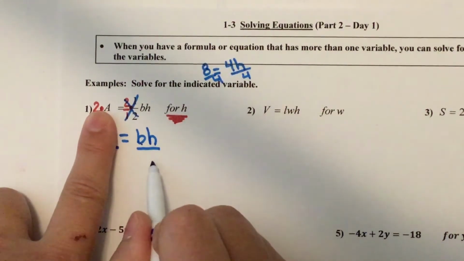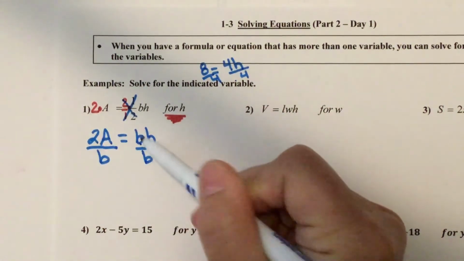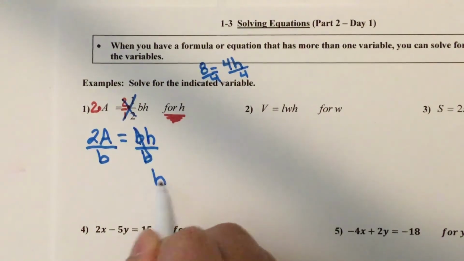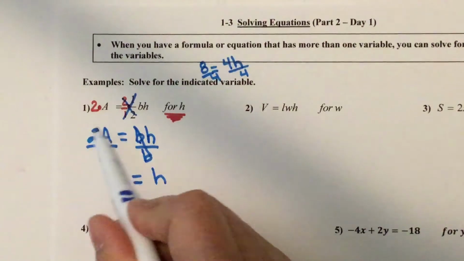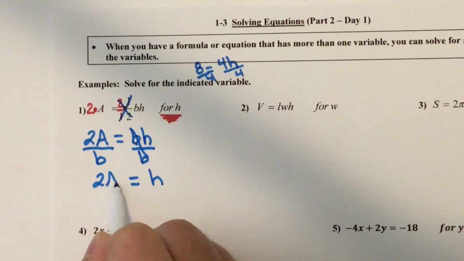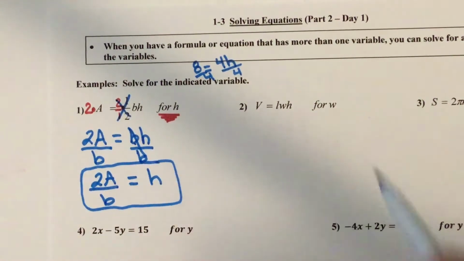In this problem, I don't want the b, so I'm going to divide both sides by b. And then b divided by b is 1, so that's just gone. So all I have left is h. I can't actually divide this because these aren't the same letters, so it's just 2a over b. And that's my answer, and I'm done.